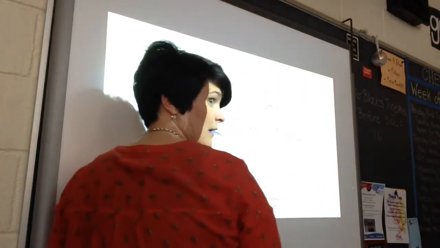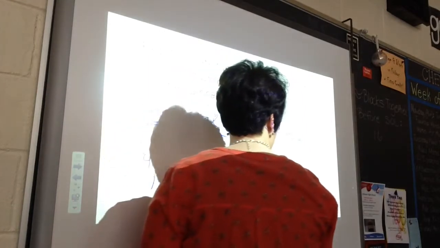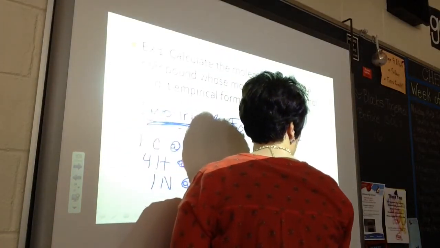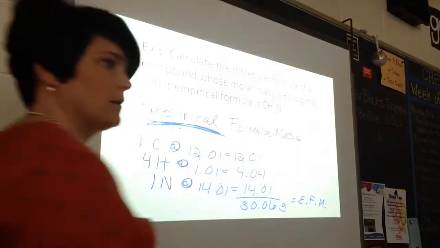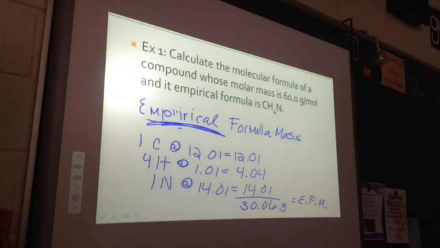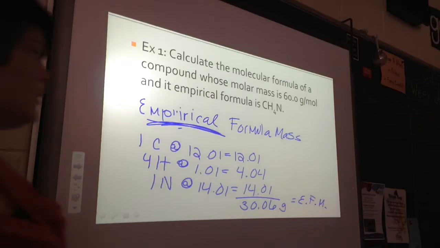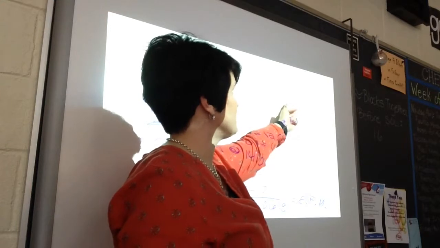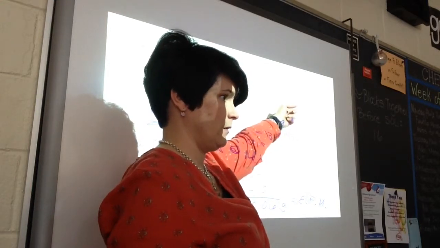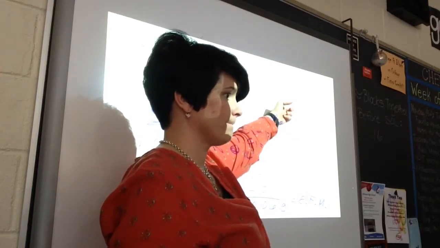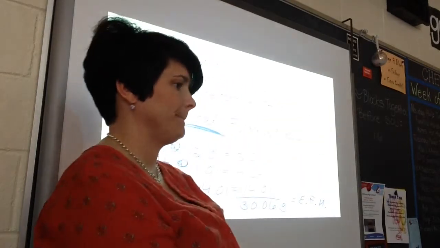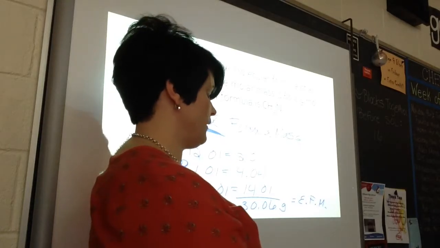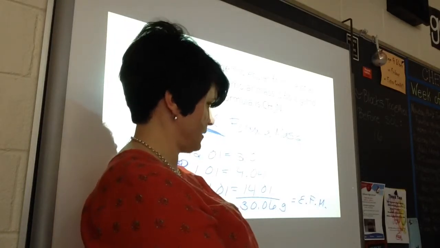Listen. 30.06 grams is the empirical formula mass. You with me? Empirical. 30.06. The molar mass that is given to us is 60. You with me? Now, don't stress too much about it. If you want to use your calculator, you can, but I think you can probably do it without.